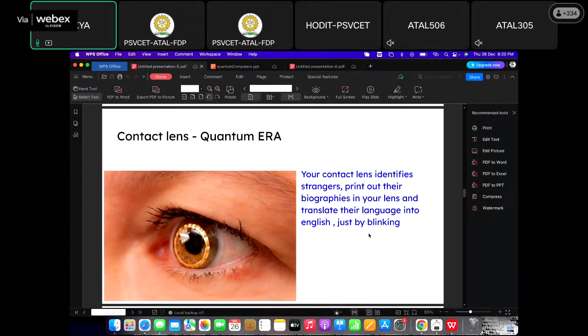So this is like a contact lens. Your contact lens identifies the stranger, prints out their biographies in your lens, and translates their language into English just by blinking.